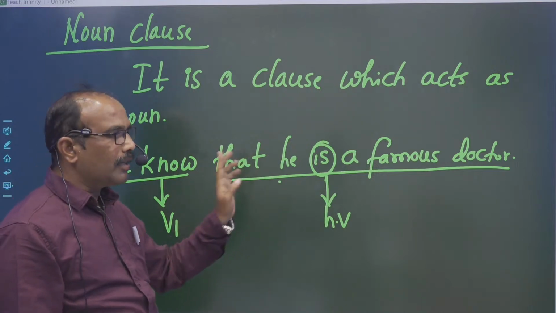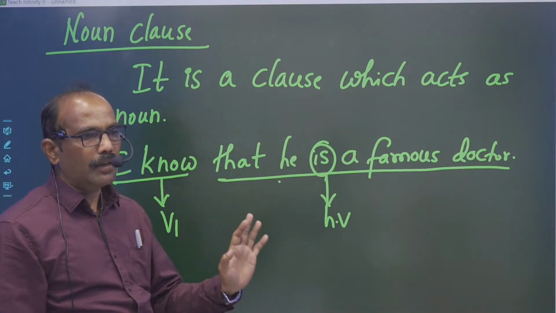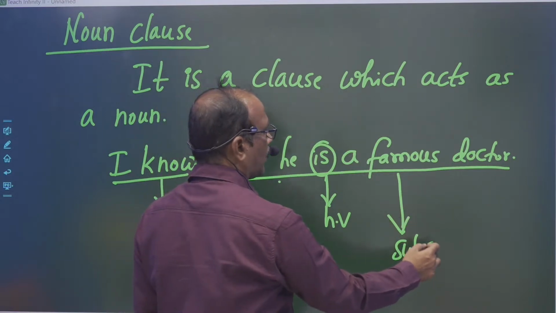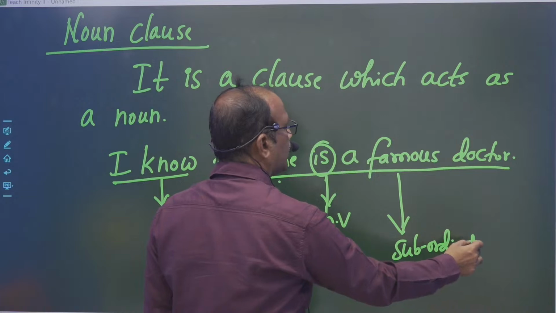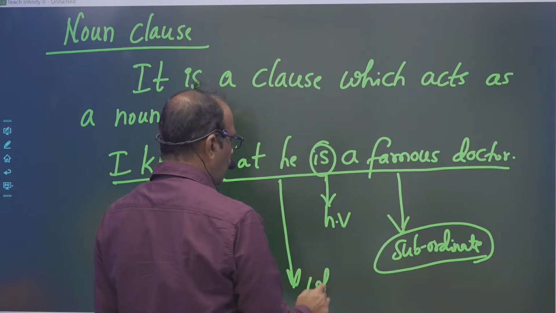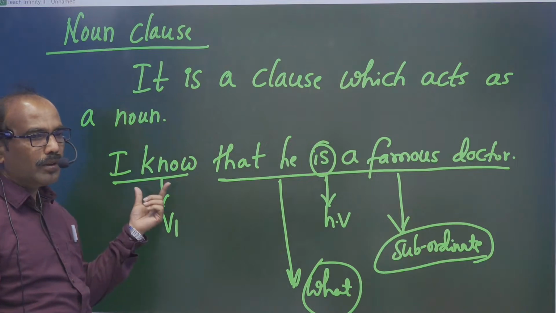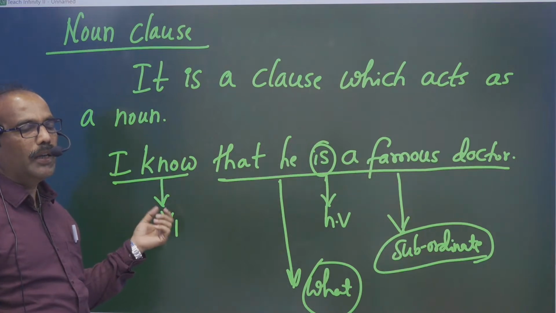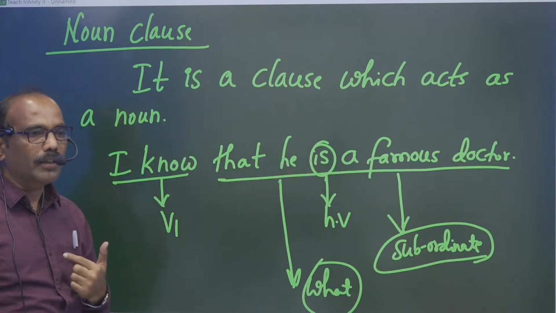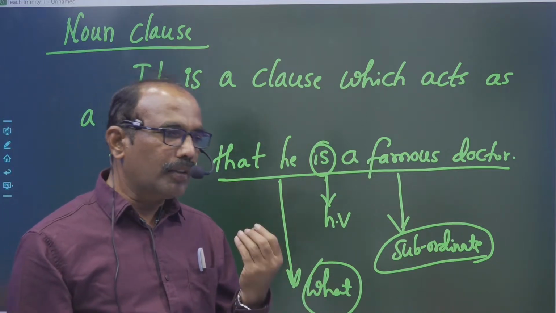This doesn't give a sense on its own, ಅದು ತನ್ನ ಬಲದ ಮೇಲೆ ಮೀನಿಂಗ್ ಅನ್ನ ಕೊಡ್ತಾ ಇಲ್ಲ. This is called a subordinate clause, and this clause acts as a noun because this gives the answer for what. I know ಅಂತ ಇದೆ. What do you know actually? ನನಗೆ ಗೊತ್ತಿದೆ. What do you know? ನಿನಗೇನು ಗೊತ್ತಿದೆ? I know that he is a famous doctor. ನನ್ಗೇನ್ ಗೊತ್ತಿದೆ ಅಂದ್ರೆ ಆತ ಪ್ರಸಿದ್ಧ ವೈದ್ಯನಾಗಿದ್ದಾನೆ ಎಂಬುದು ಗೊತ್ತಿದೆ ನನಗೆ ಅಂತ ಅದು ಇಂಡಿಕೇಟ್ ಮಾಡುತ್ತೆ.